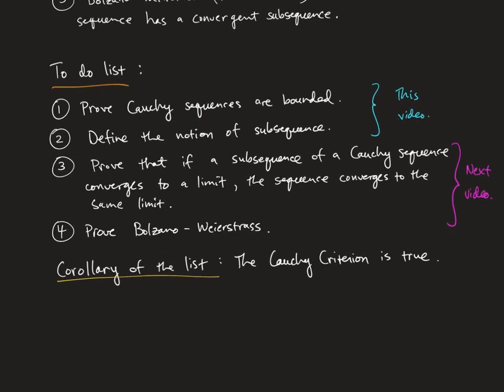Okay, so first thing on the to-do list is this theorem. We have the theorem that Cauchy sequences are bounded. Of course, we know that convergent sequences are bounded, so given that Cauchy sequences are supposed to have something to do with convergence, we shouldn't be that surprised. So this is one way in which, before we prove that Cauchy sequences are convergent, we can see that Cauchy sequences are at least similar to convergent sequences. All right, so here's the proof.